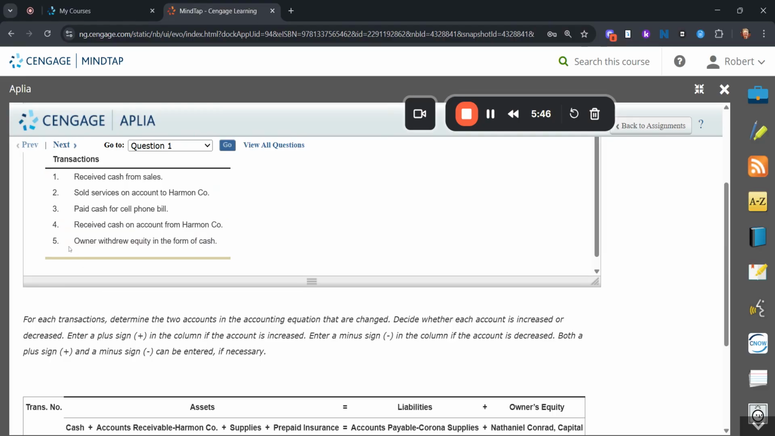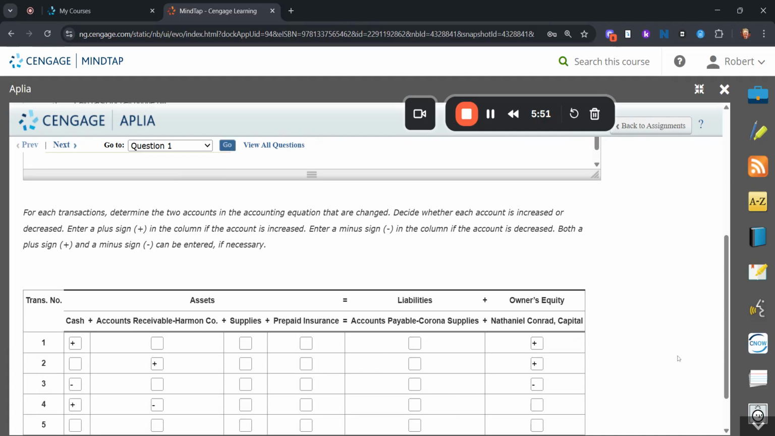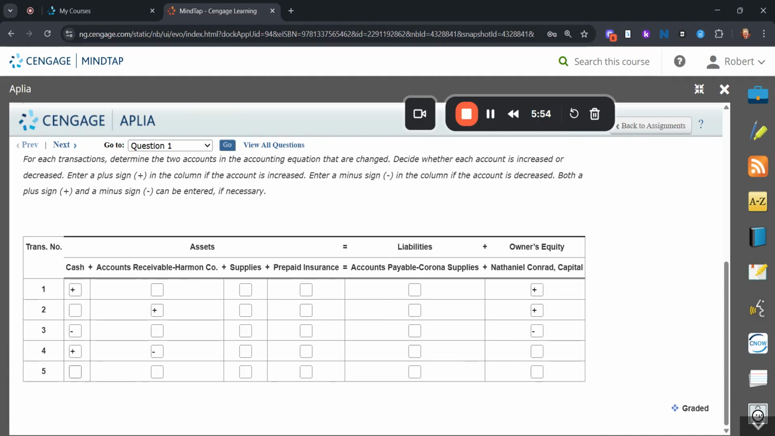And the last one, number 5, owner withdrew equity in the form of cash. It's the owner's business, so they can take money out. So the owner takes money out of the business, so we have a decrease in the value of the cash, meaning there's going to be a decrease in the value of the business in general. So a minus sign for owner's equity. And that is the 1-3 work together.